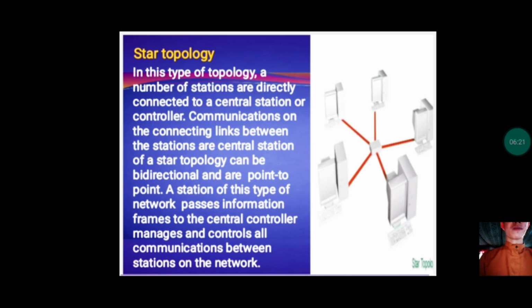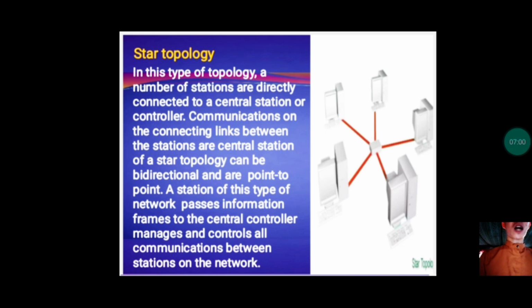Star topology. In this type of topology, a number of stations are directly connected to a central station or controller. Communications on the connecting links between the stations and the central station of a star topology can be bidirectional and are point-to-point. A station of this type of network passes information frames to the central controller, which manages and controls all communications between stations on the network.